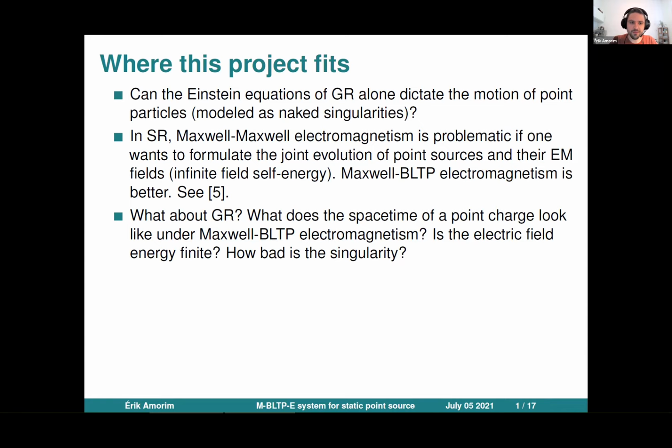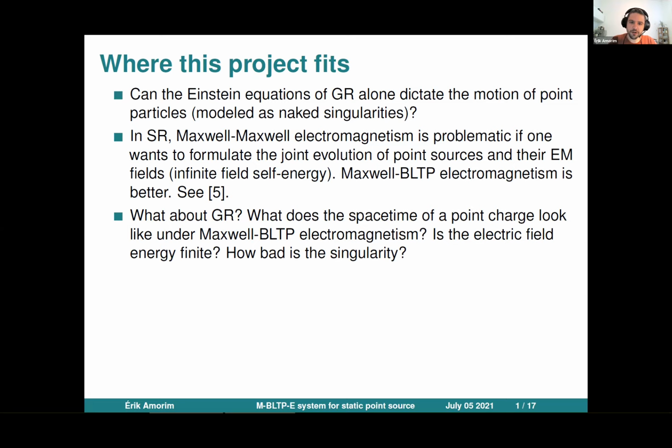But related to this question, one can also mention that in special relativity, Maxwell electromagnetism, which is just the regular Maxwell equations, as we will see, is actually problematic if you want to formulate the joint evolution of point sources together with the fields, essentially because they give you infinite field energy. Even if you have just one particle, the energy of the field that it generates itself is infinite. So you have the problem of how to define the self force and so on.